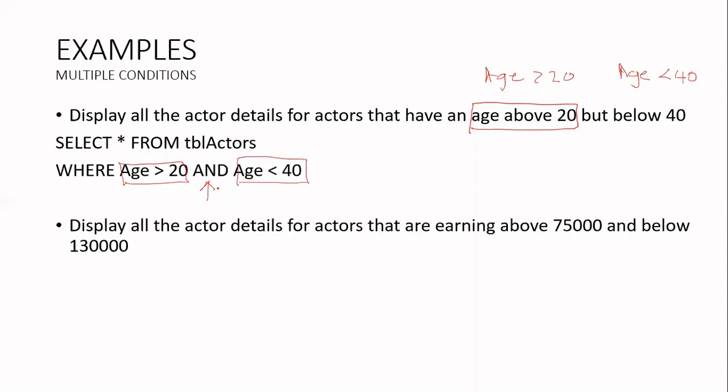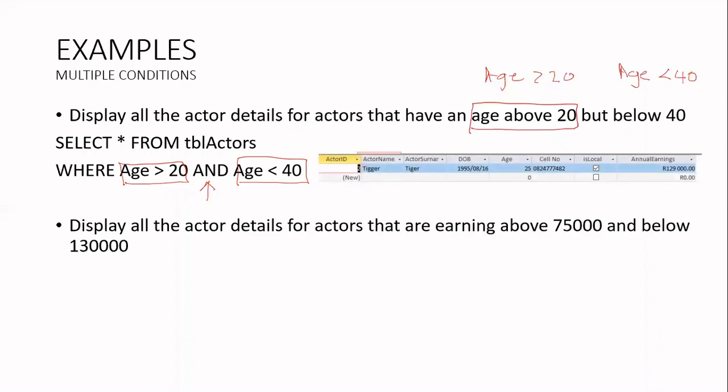Make sure you fully understand how to use and or. That will be explained in another video. But in this case, I want both conditions to be true. In other words, age greater than 20 and age less than 40 for it to be within the specified range that we are looking for. And in this case, we've only got one actor in that range, who is Tigger, who has the age of 25 years.